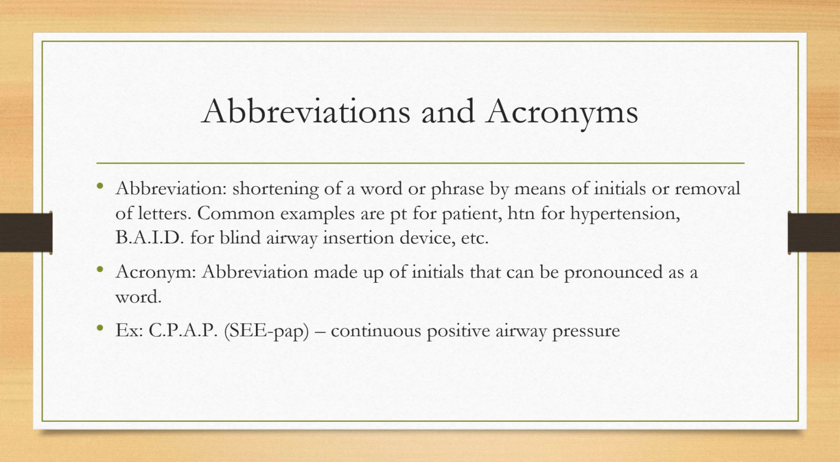So let's start with what abbreviations are. A lot of us use these every day. This is simply put the shortening of a word. So you just remove some letters, like for example here, we have BAID, or a blind airway insertion device, which you guys will learn more about in airway, and usually what we use around here is called an iGel. You can look it up, they're pretty cool.